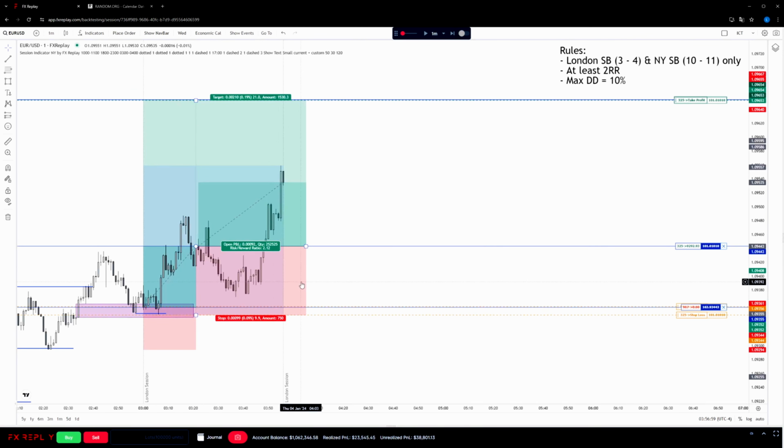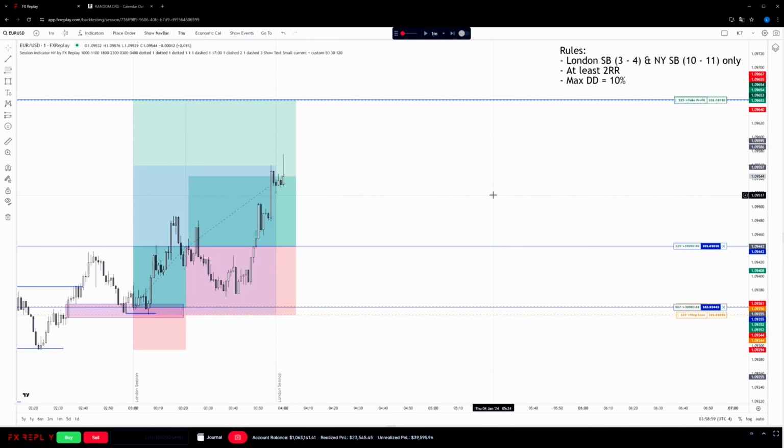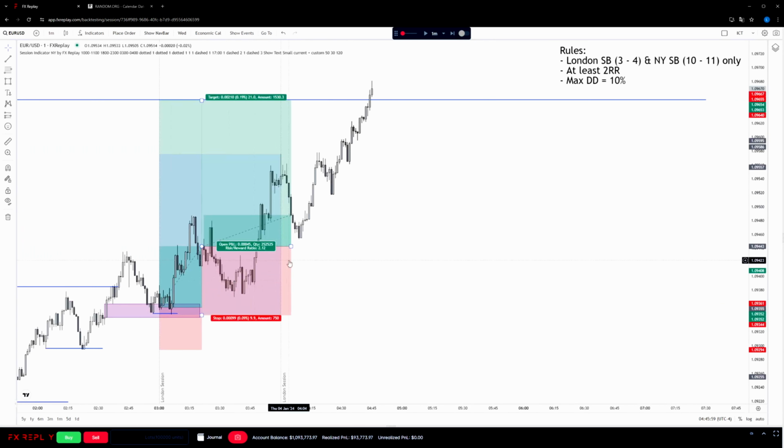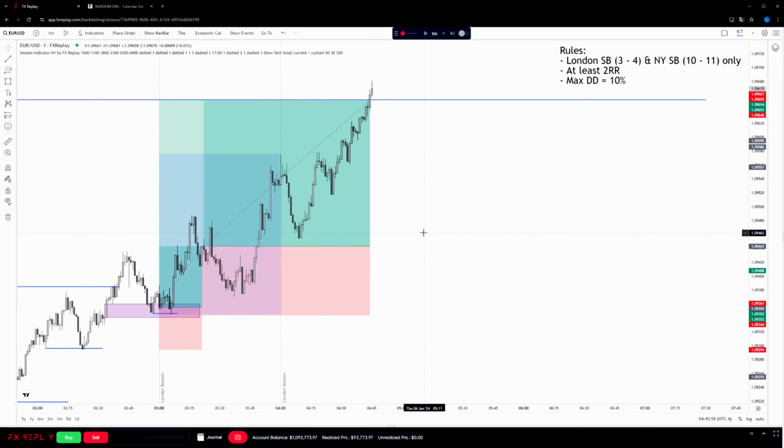And then we have our scaling, which is going to have that 1% risk. Let's see what happens here. And there we go. Price perfectly delivers to our target. Amazing, amazing execution here. And we are currently up around 9.3%. That's very nice. So this was almost 5R and then 2.1R. So let's call it even.